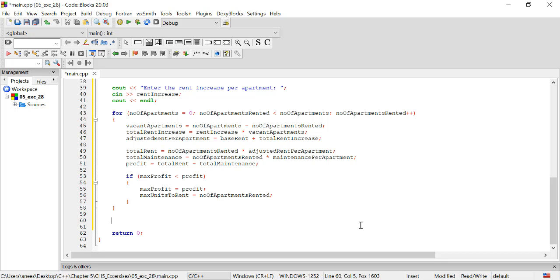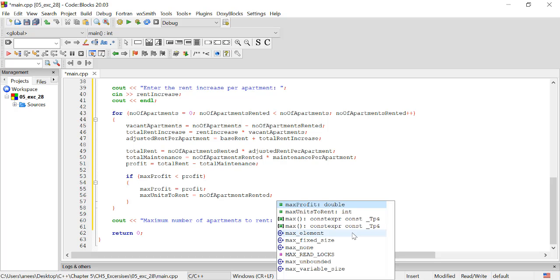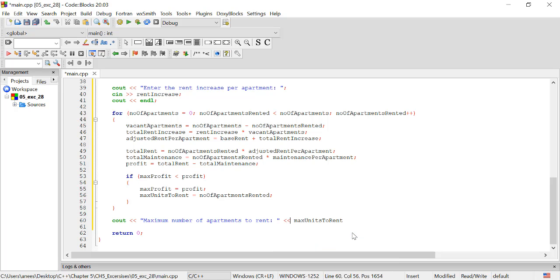of code. Now here, I'm going to write in cout maximum number of apartments to rent is the max units to rent, space apartments, and then we write endl.